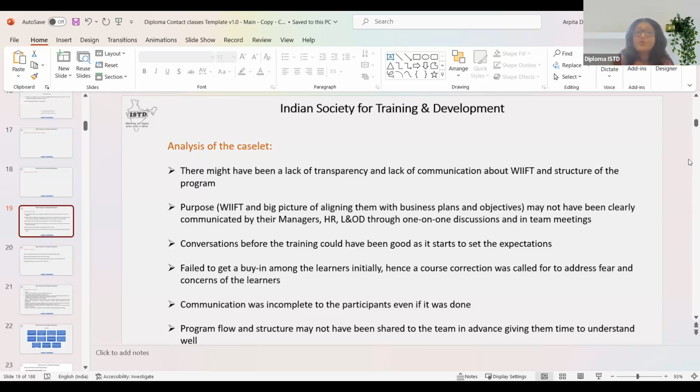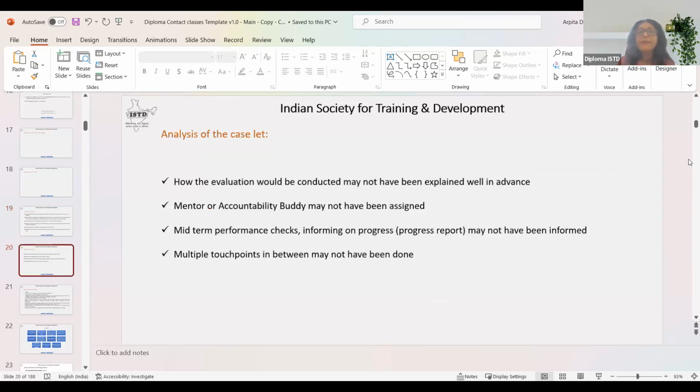Then conversations before training could have been good, as they start to set expectations. Okay, conversation. I'm not saying email communication, conversations. Failed to get a buy-in among the learners initially, hence a course correction was called for to address fear and concerns and all of that. Communication was incomplete to the participants, even if it was done. Program flow and structure may not have been shared with the team in advance, giving them time to understand and read them well. How the evaluation would be conducted may not have been explained in advance.